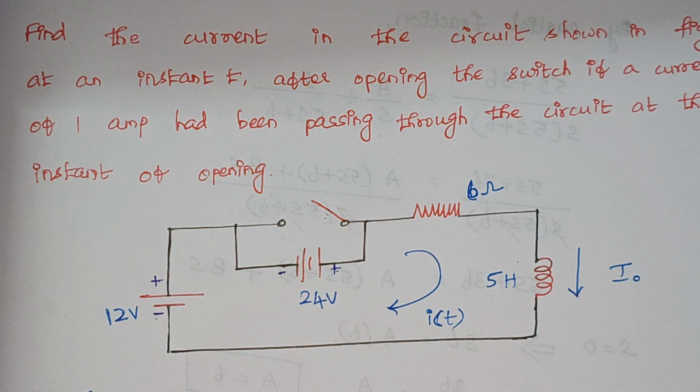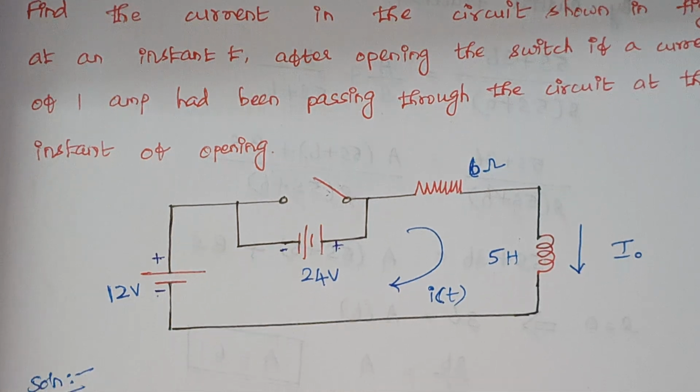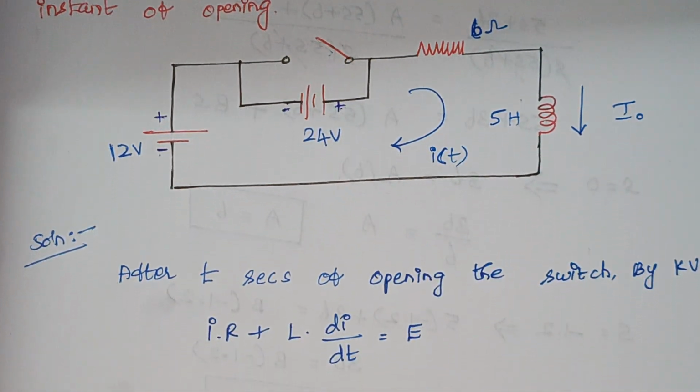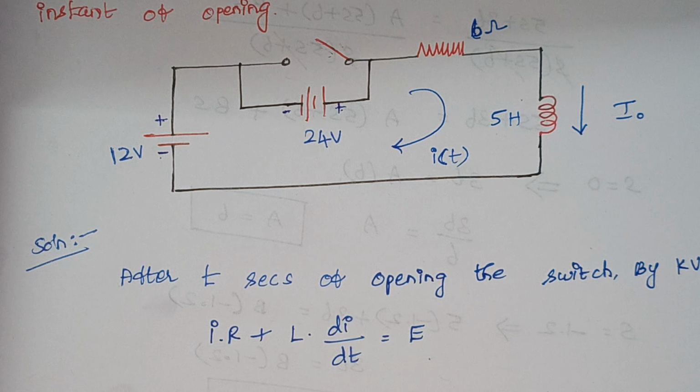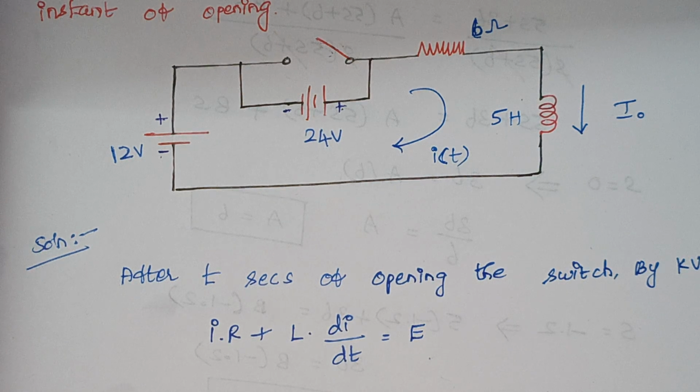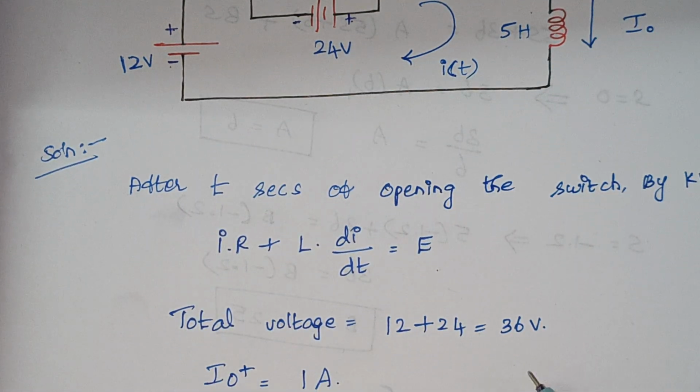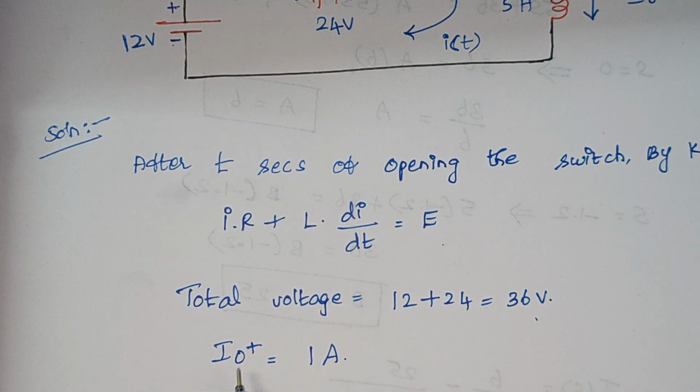So 24 plus 12, that gives 36 volt, right. Again the same thing when you write the expression, when you apply KVL for this circuit. So what is the basic expression? It is given by I into R plus L into di by dt is equal to E, right. So just now we have found the value of E, you have to sum up. Therefore the value is 36 volt. And the initial current, I of 0 plus, is 1 amp, right.